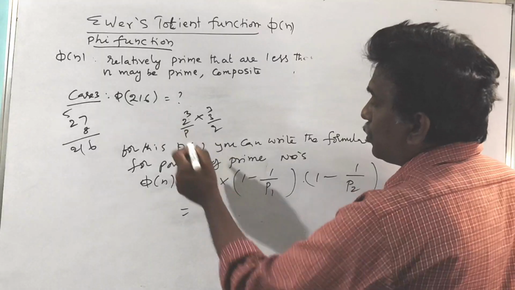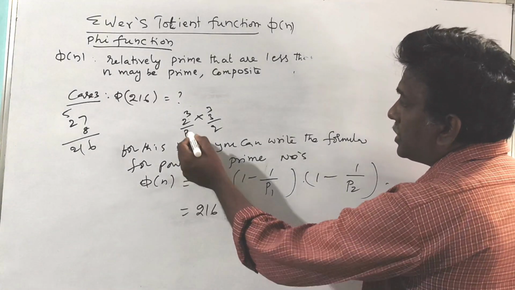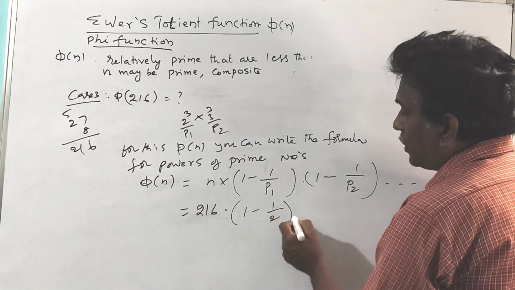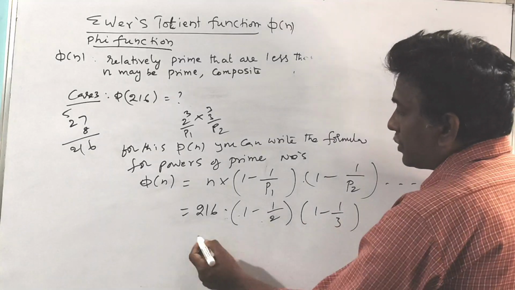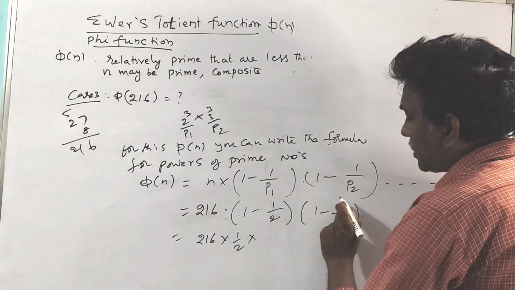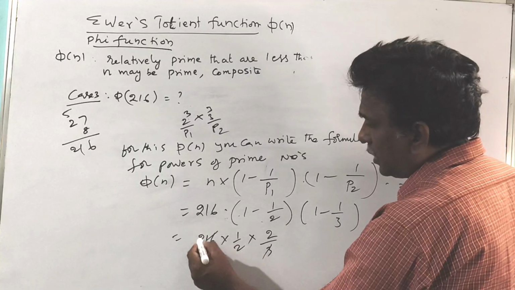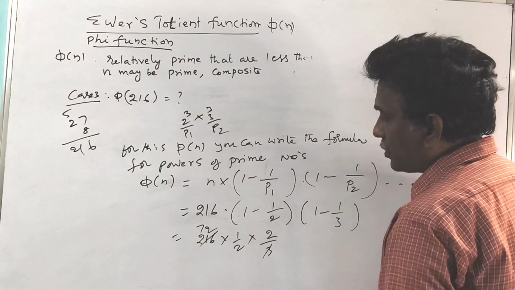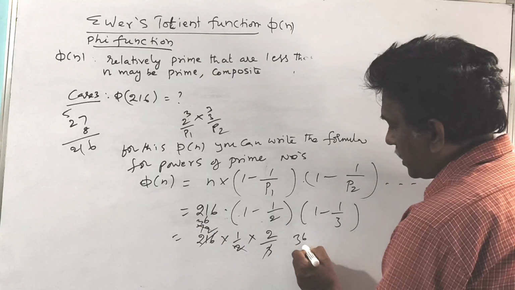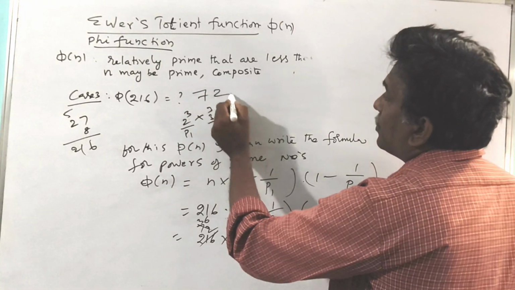So here n is equal to 216. This is p1 and this is p2. So 1 minus 1 by 2 into 1 minus 1 by 3. So here 216 into 1 by 2, into 2 by 3. 216 by 2 is 108, and 108 by 3 is 36, so 36 into 2 is 72. So phi of 216 is 72.